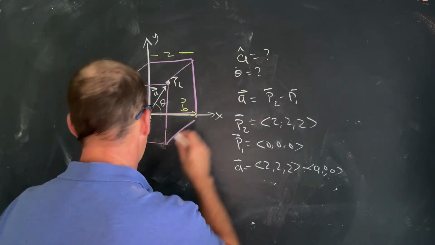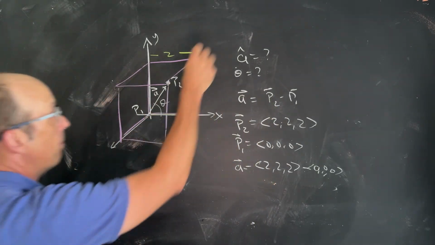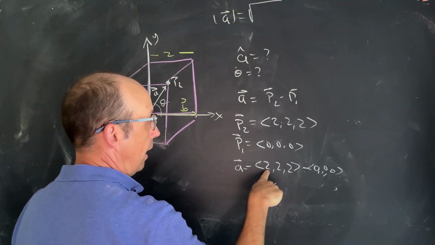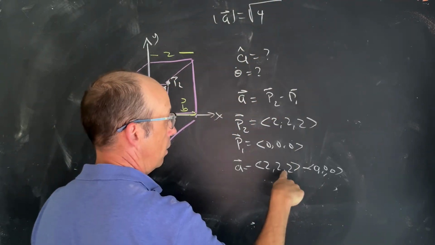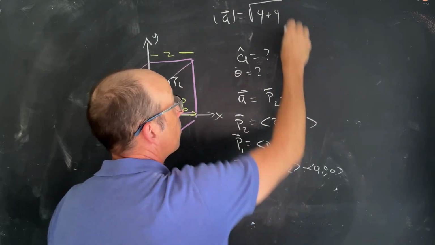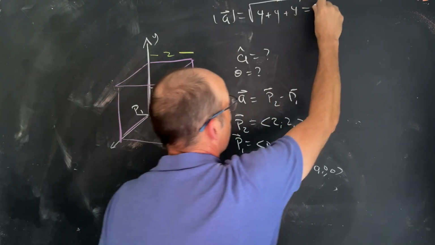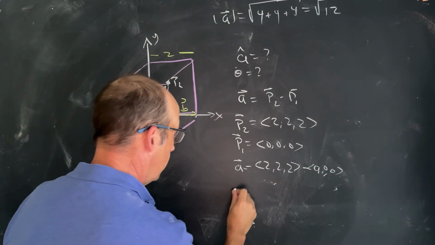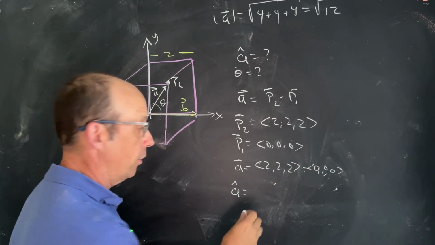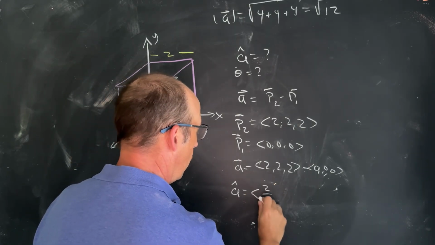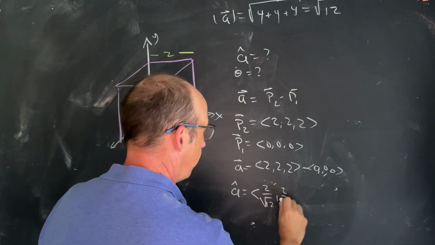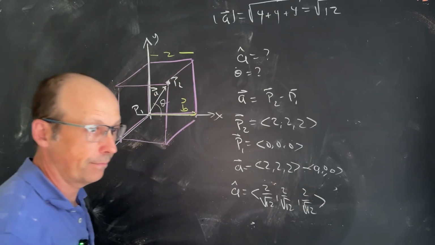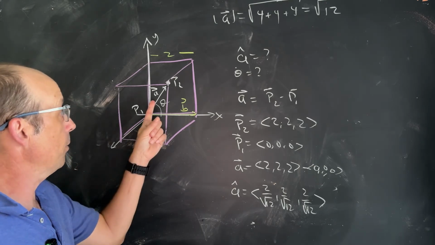So let's find the magnitude of A. The magnitude of A is going to be the square root of the x component squared, 4, plus 4, plus 4. So it's going to be the square root of 12. Now I can divide each component by the square root of 12 and I'll be done. So A hat, I'm just going to write it out. We're going to do it in Python too. It's going to be 2 over the square root of 12, 2 over the square root of 12, 2 over the square root of 12. And that's it.